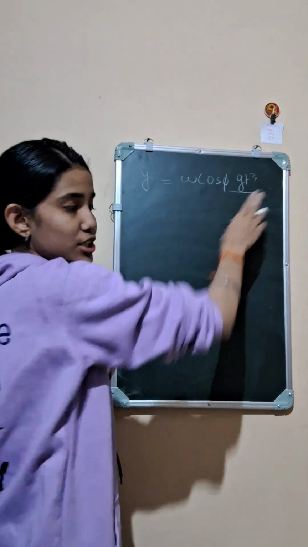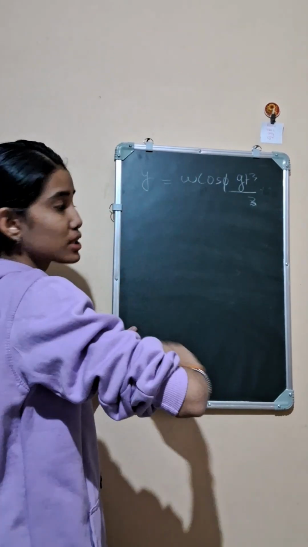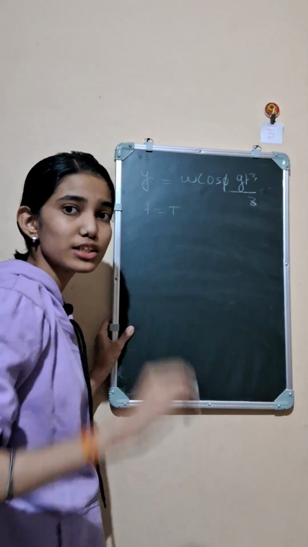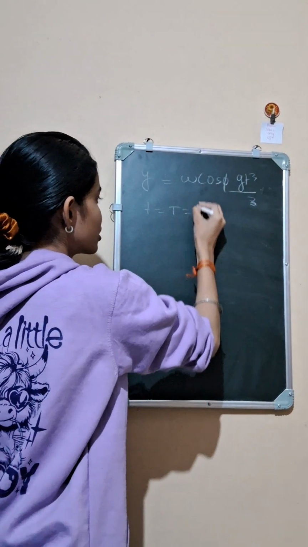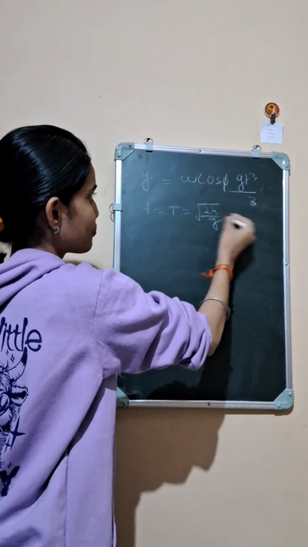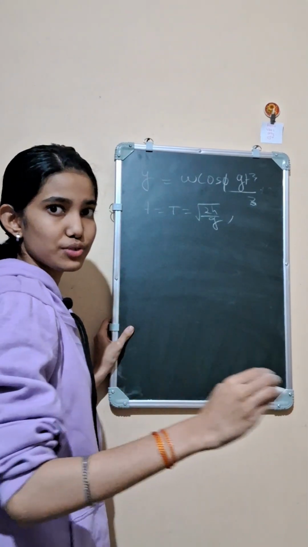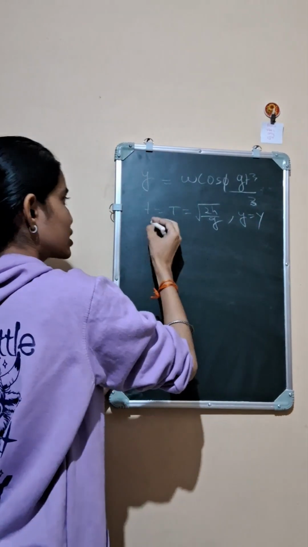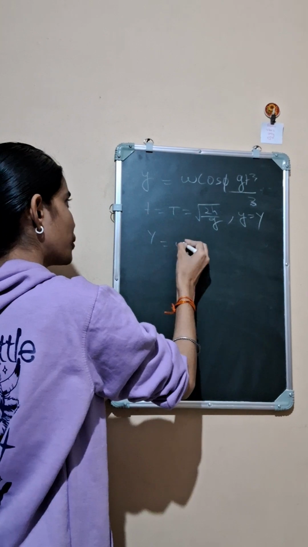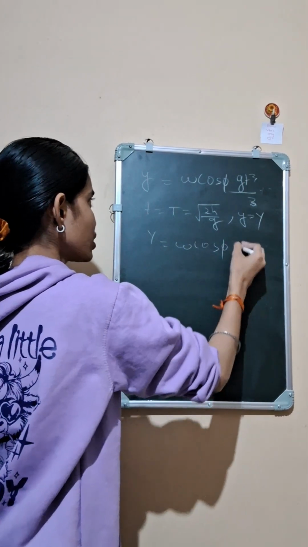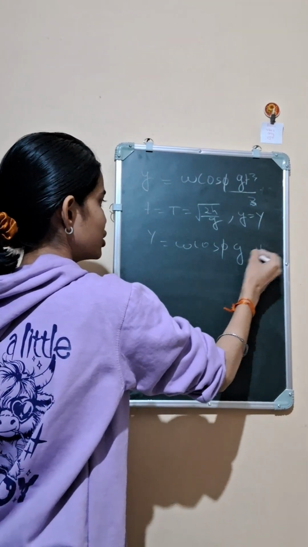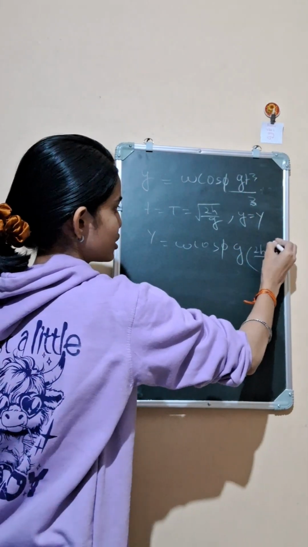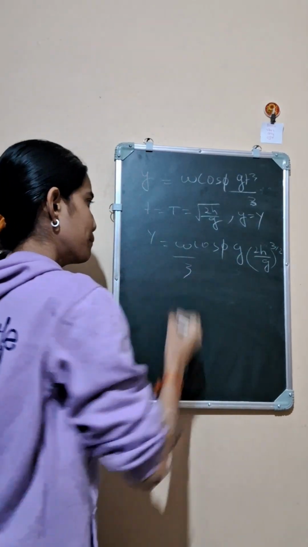Here the integration constant was equal to 0 by putting initial conditions, and now we are going to put another condition at t equals T, meaning when it has arrived at the ground, that time period was found to be root of 2h by g. The deflection will be equal to y, right? So now let us put in the conditions. y equals omega cos phi into g into (2h by g) to the power 1 by 2, raised to 3, meaning 3 by 2.